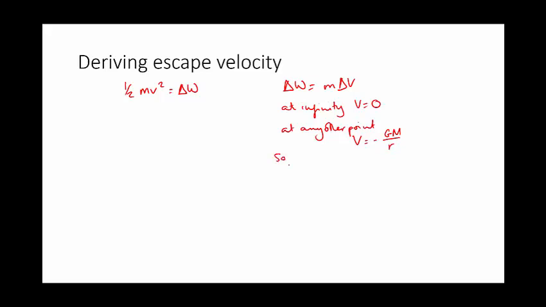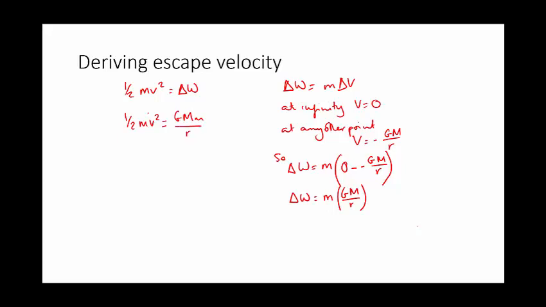Okay, so if we substitute that into the equation for delta W, we get delta W is equal to m times 0 for infinity minus gm over r. And then we can simplify that down, so W equals m gm over r. Okay, then we're ready to substitute that back into our original equation. So half mv squared is going to be equal to gmm over r.